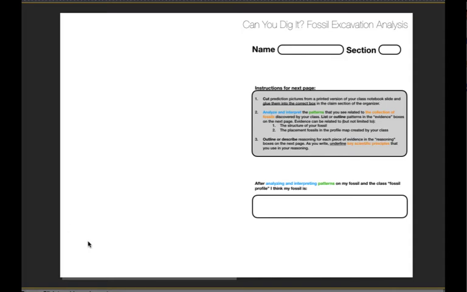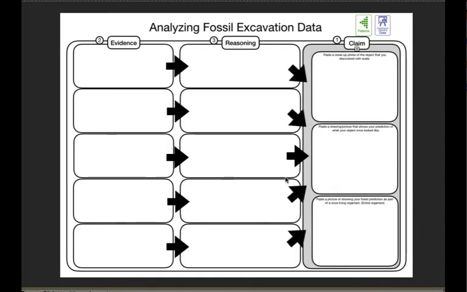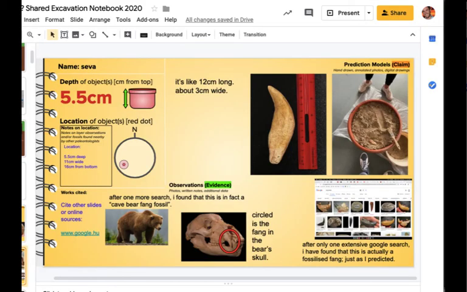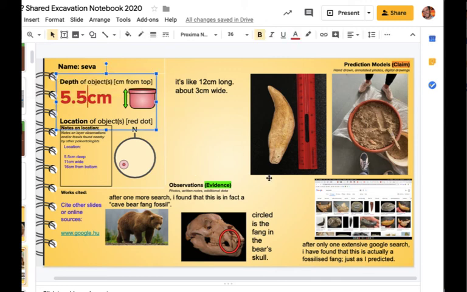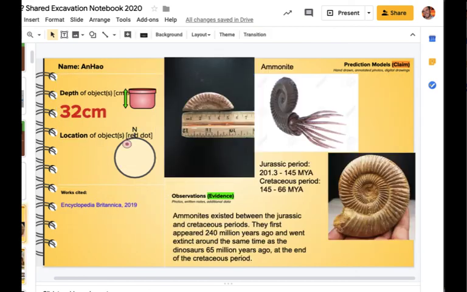In the summative assessment, they had to make a claim, what they thought their creature was. They also had to make a claim by placing 3 pictures, and they got their pictures from a slideshow that they created. This was a shared class notebook, shared with all 80 students, where everyone documented their findings and predictions. You can see this was found at 5.5 centimeters, and the prediction was a cave bear. And here's a different example of something that was found at 32 centimeters, and their prediction was an ammonite. Only evidence was allowed to be placed and needed to be cited.